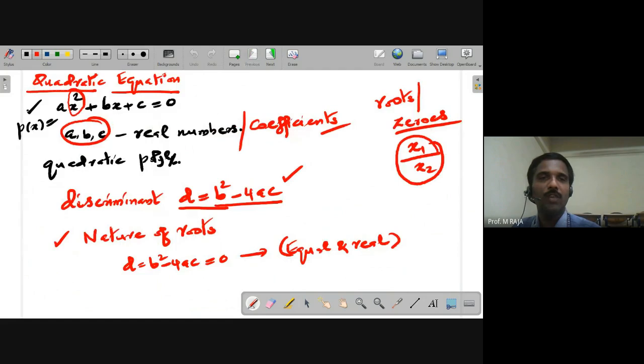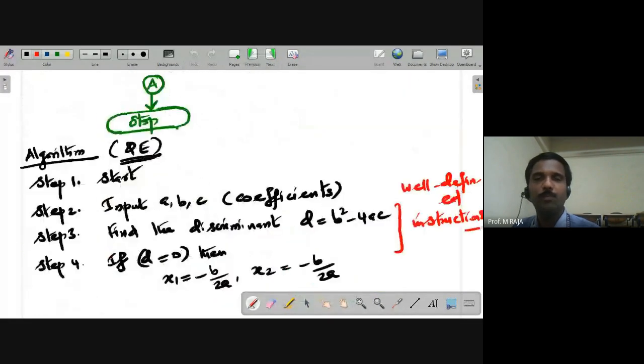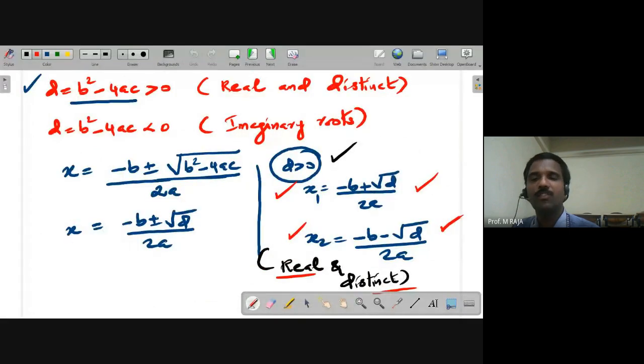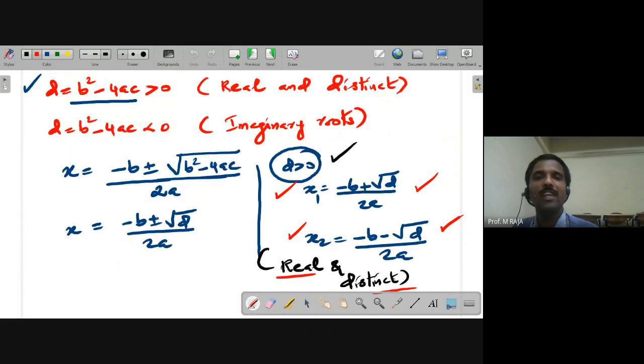In case you have any queries, you can ask. You can also check the problem by providing sample values a, b, and c, so that you can find the three different natures of roots: roots are real and equal, roots are real and distinct, and imaginary roots.